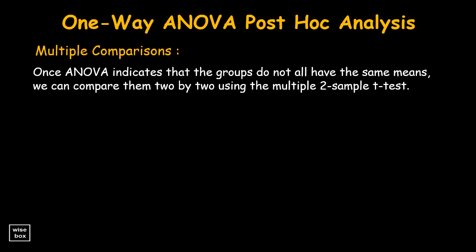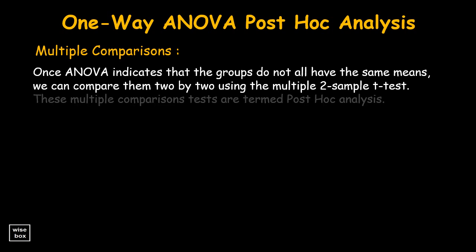Once Anova indicates that the groups do not all have the same means, we can compare them 2 by 2, using the multiple two-sample t-tests. These multiple comparisons tests are termed post-hoc analysis.